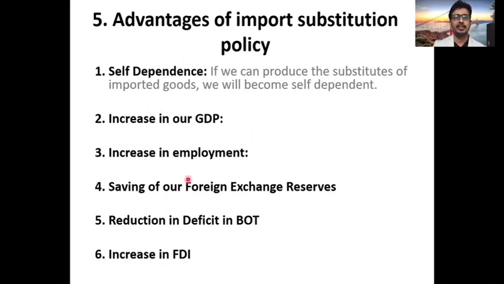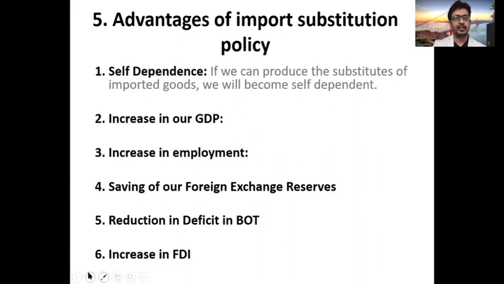own countries. They will have to make foreign direct investment in India. They will have to set up a unit and they will have to make the foreign direct investment. So because of the policy of import substitution, indirectly we are encouraging the FDI in our country. So these are the six main advantages.